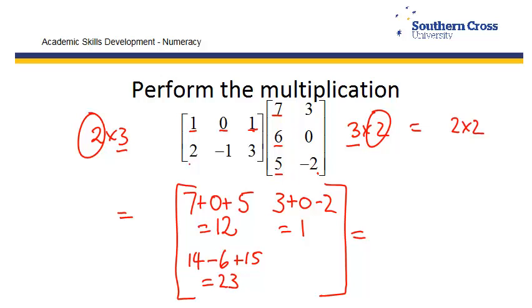Then to get the number that goes in on the second row, second column, we need to multiply the second row from the first matrix by the second column from the second matrix. So that will be 2 times 3, which is 6, minus 1 times 0 is 0, and 3 times negative 2 is negative 6. So that comes out at 0. So basically the result of the multiplication is 12, 1, 23, 0.